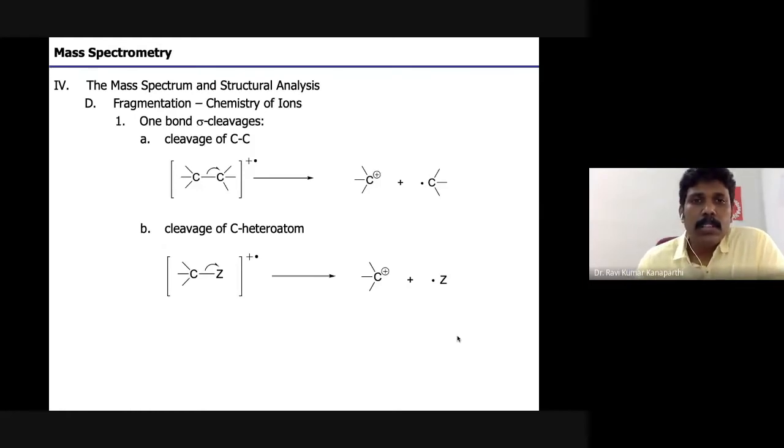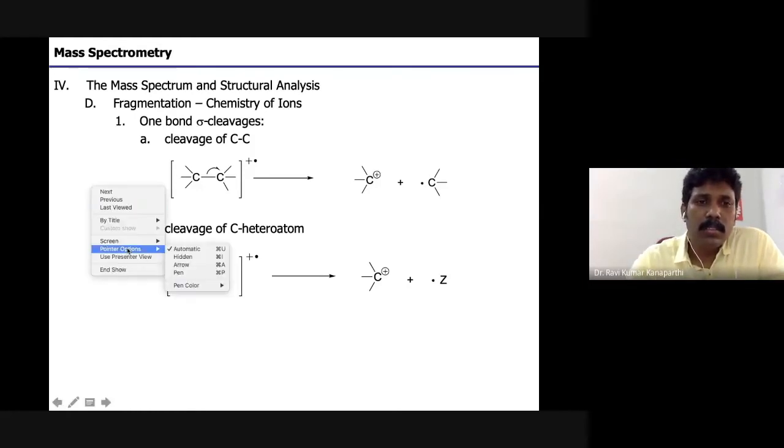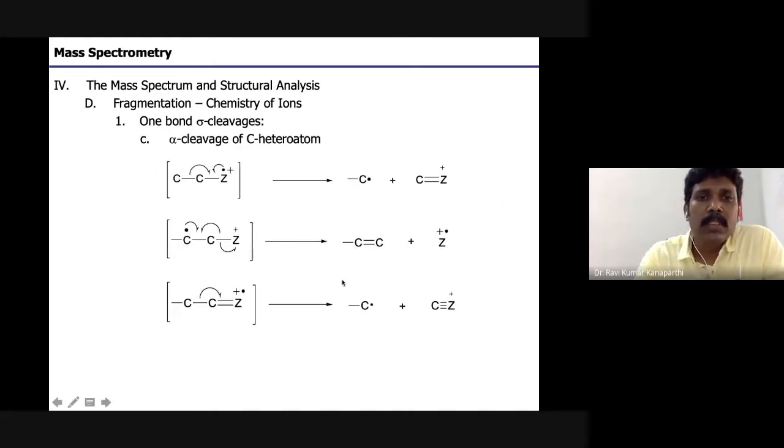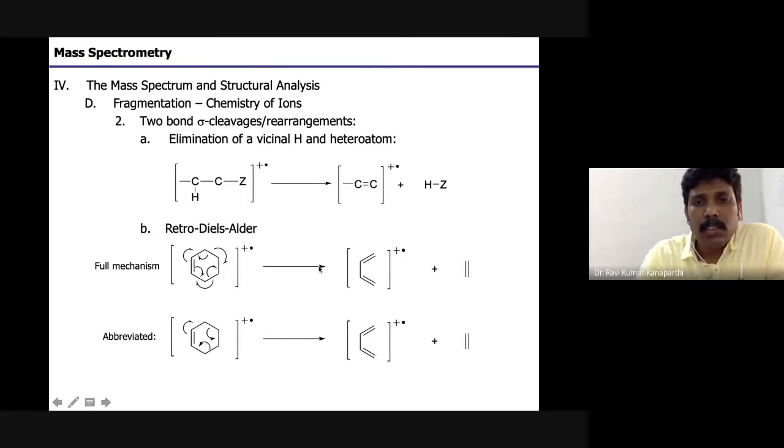And a few other things: if you encounter this type of C-C bond, okay, they will undergo cleavage, and they will form this type of carbon radical, and also the carbocation, both can form. And the cleavage of the C-hetero bond is most favored. Okay, and then alpha cleavage of the C-hetero atom is another type of thing. Okay, and then retro Diels-Alder we have just discussed already. Okay, and the elimination of hydrogen on the heteroatom is very common.